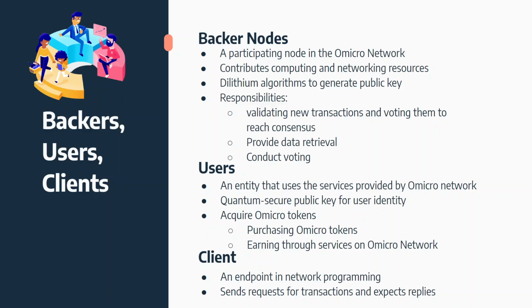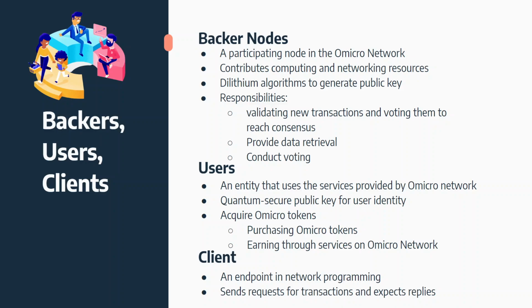So a public key is bound to a backer node for identification purposes. And to get this public key, we use a quantum-proof public key infrastructure called the Dilithium algorithms. Currently there are already C/C++ implementations of these algorithms, so it's easy to integrate it into our code base.